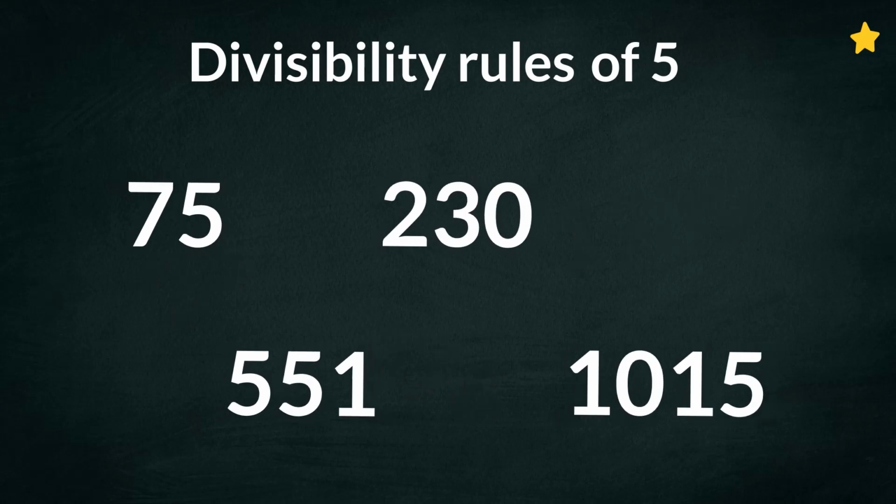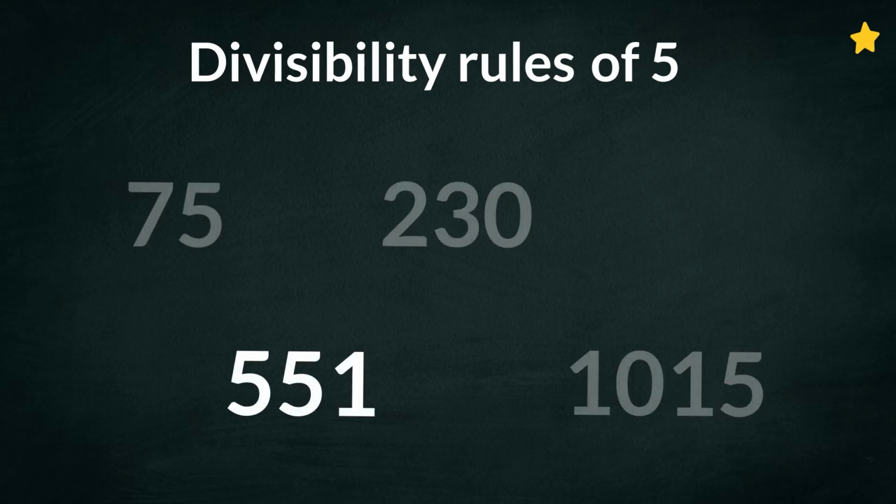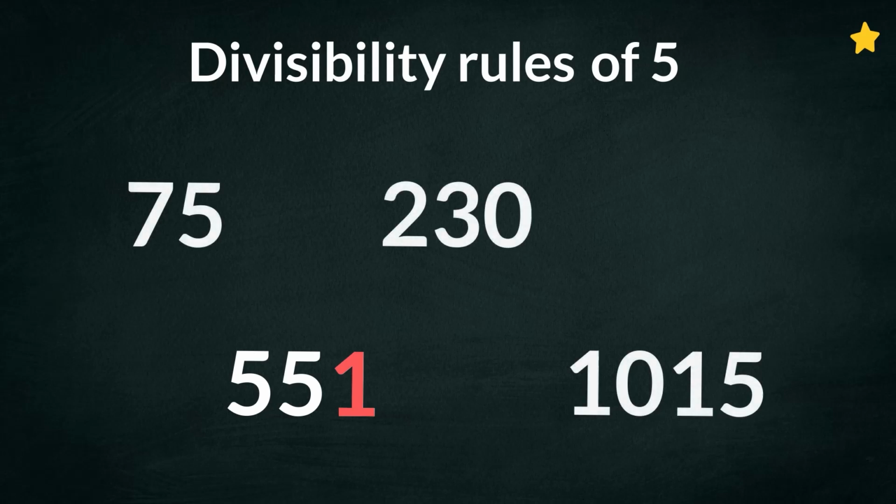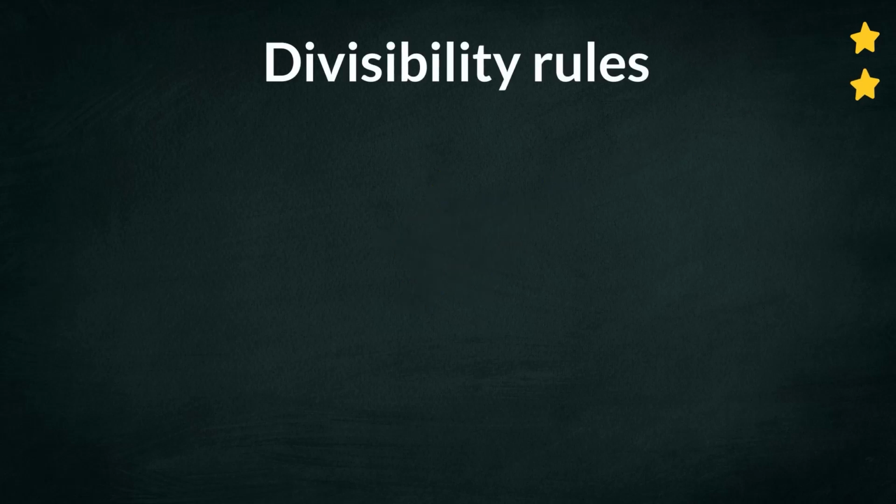Quick, can you spot the numbers that follow 5's divisibility rules? Congratulations if your choices are 75, 230, and 1015 because their last digits are 0 and 5. 551 ends with 1, so it's not divisible by 5. With 2 divisibility rules down, you've earned another achievement star. Let's see what's up next.